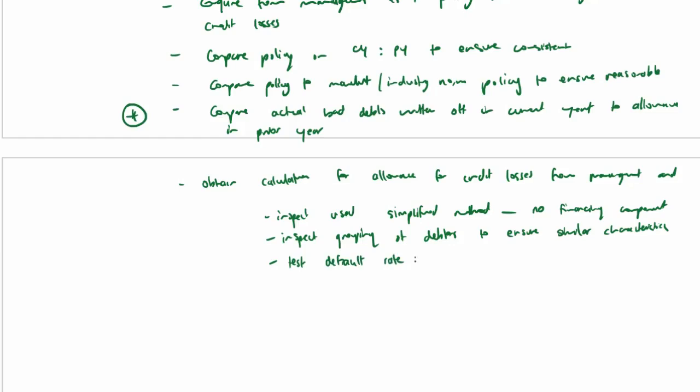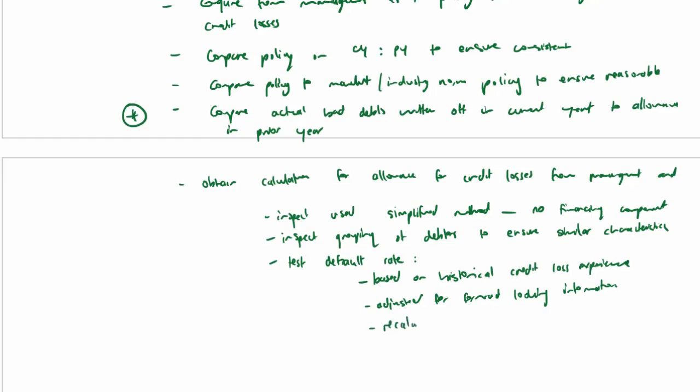So how am I going to do that? First of all, I want to make sure that it was based on historical credit loss experience. So they must show you that. And then I want to see that it was adjusted for forward looking information. And then I can just recalculate the rate itself.